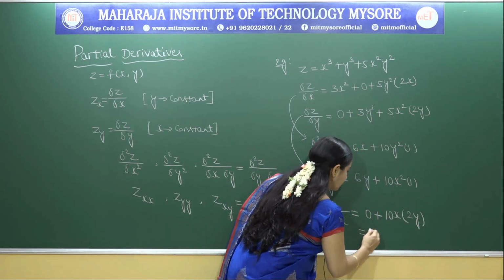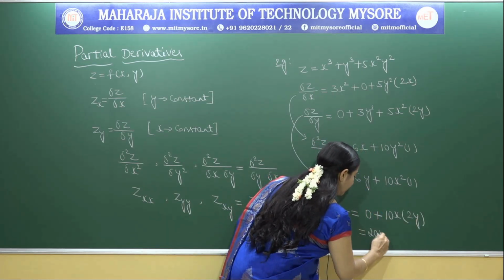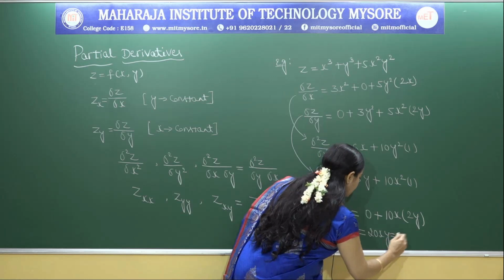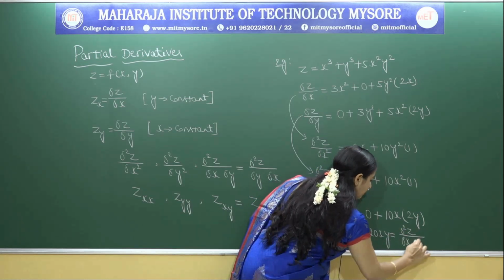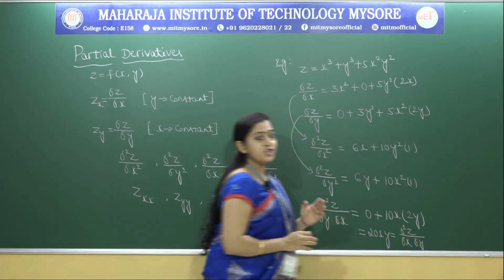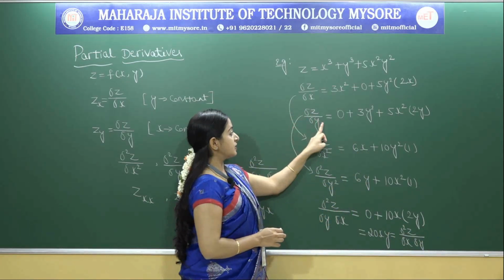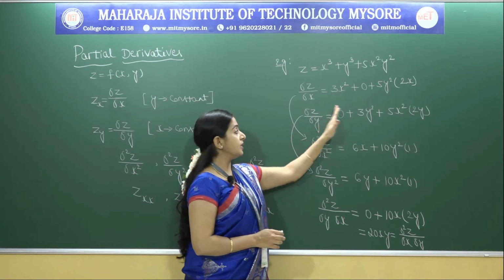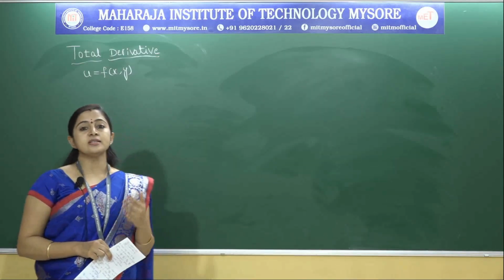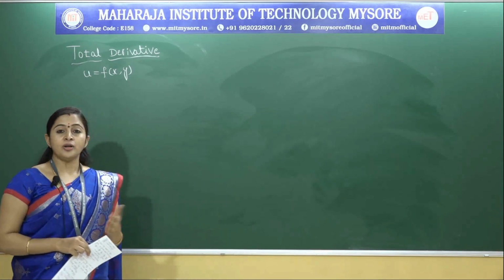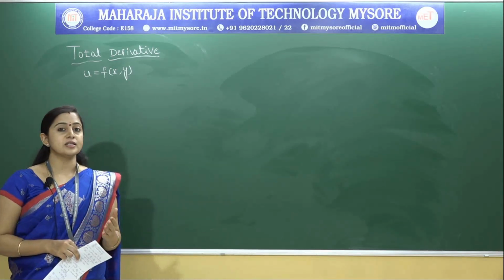So we will get the answer, it is 20xy. This is the same as del square divided by del x del y. That is, you have to differentiate del z by del y with respect to x, keeping the y term constant, and you will get the same answer.